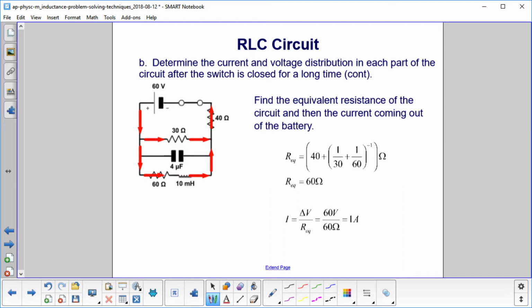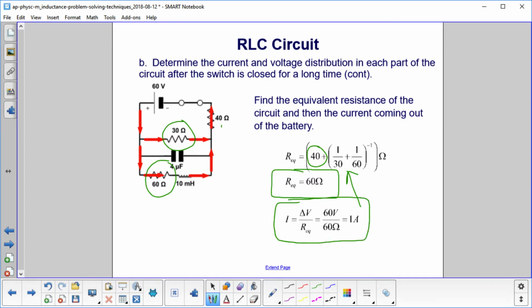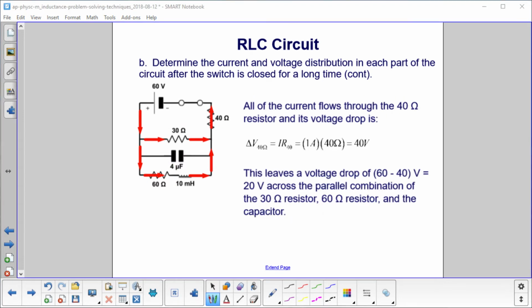Well, we've got the 30 ohm and the 60 ohm in parallel, so there's their equivalent resistance. And then once you do that, they're both in series with the 40 ohm resistor, so we just add that in. So we get R equivalent is 60 ohms, the current is 60 volts over 60 ohms, 1 amp, and that's coming out of the battery. All of the current flows through the 40 ohm resistor. We'll do the easy one first, and its voltage drop will be I times R, 1 amp times 40 ohms, so that's 40 volts. Okay, so we'll circle that guy.